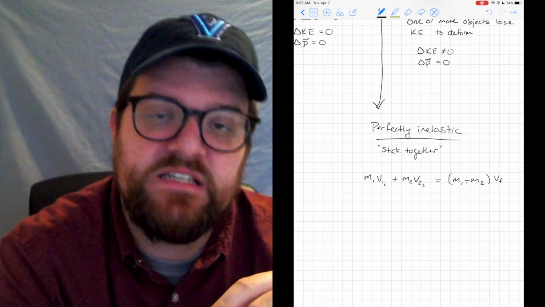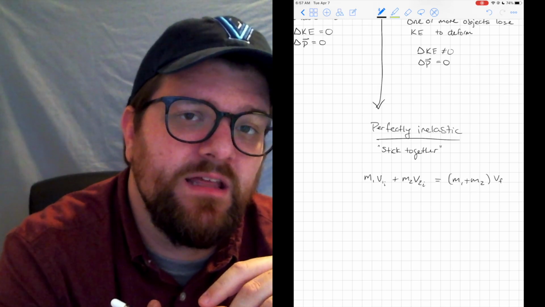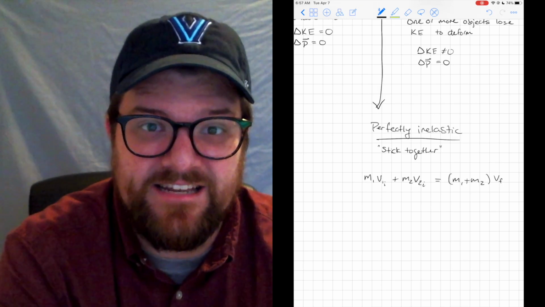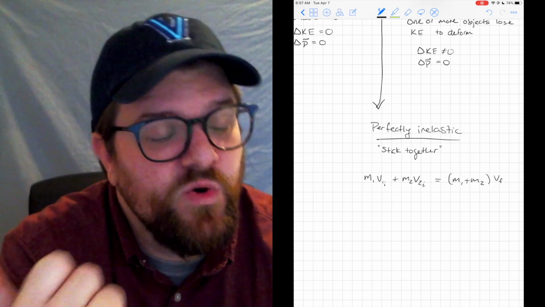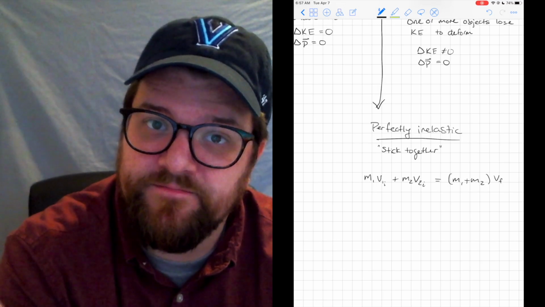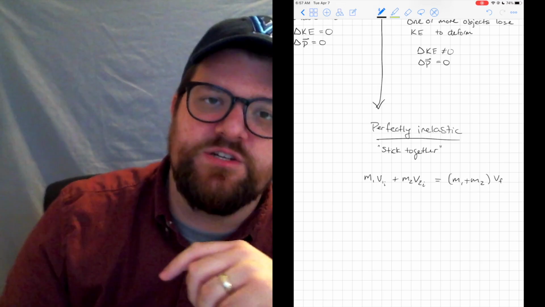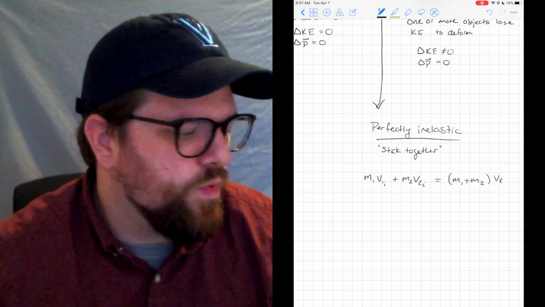And so that actually simplifies our equation quite a bit because it takes a variable out of the system, right? Instead of having v1f and v2f, we just have vf. So perfectly inelastic collisions are actually really kind of easy to work with.